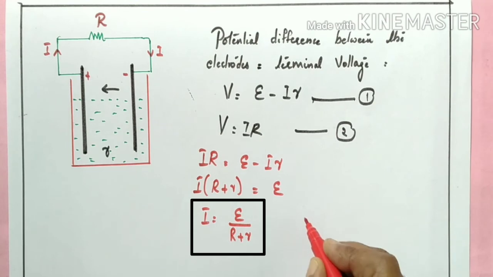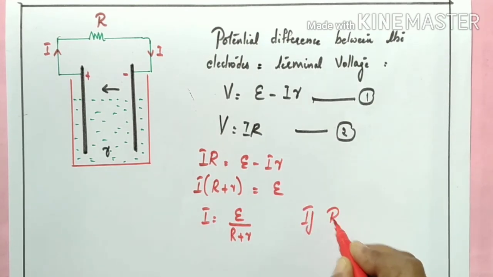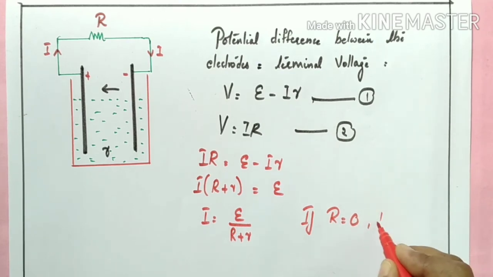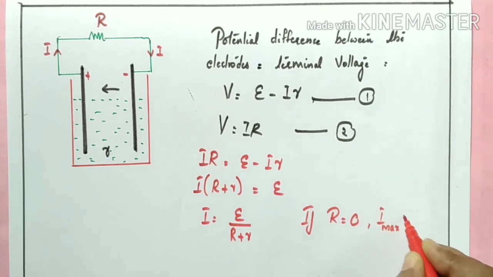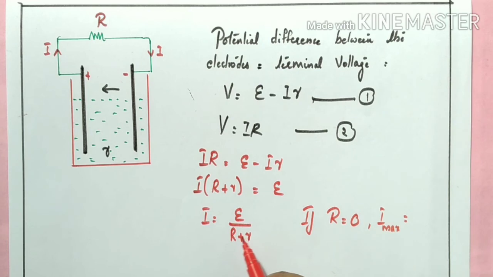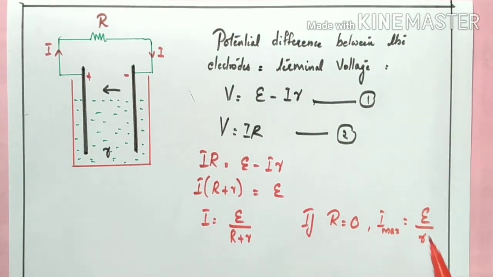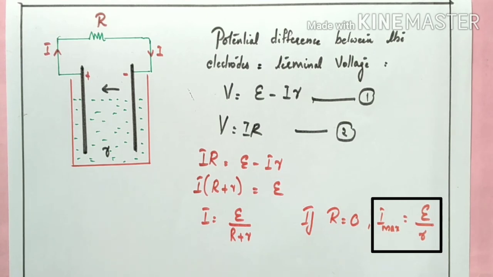If external resistance R equal to 0, no external resistance is connected. Now how will you write the maximum current that can be drawn from the cell? I max equals, if capital R equal to 0, I max equal to EMF divided by internal resistance r. This is the maximum current that can be drawn from a cell.